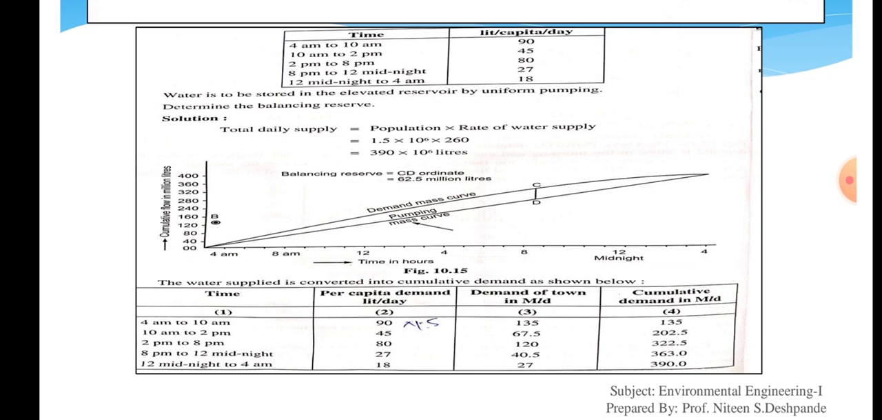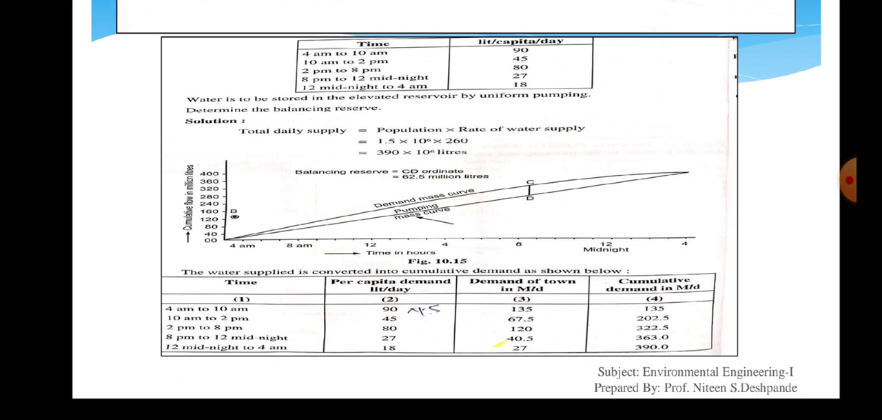Then we have to find out the cumulative demand, how it is cumulatively increased. So in the first 6 hours it is 135, then it is 67.5, which means 135 plus 67.5 it is 202.5. Then we have to add 120, then it will be 322.5, then we have to add 40.5, it will be 363, and then we have to add 27. Finally we will get 390 million liters, which is the total daily supply.